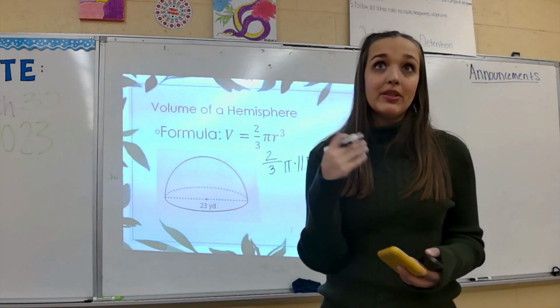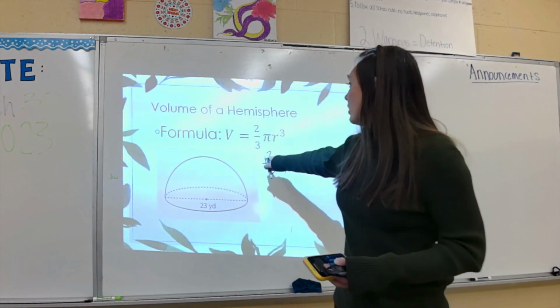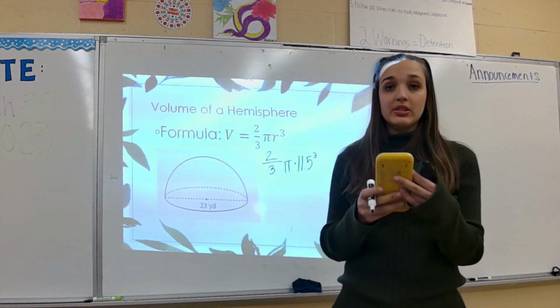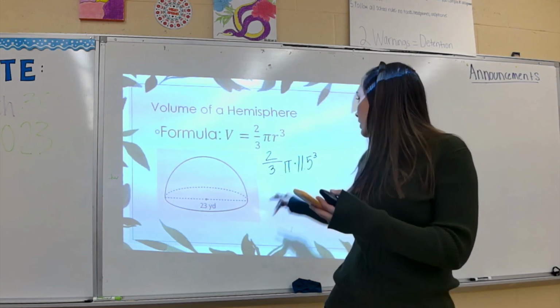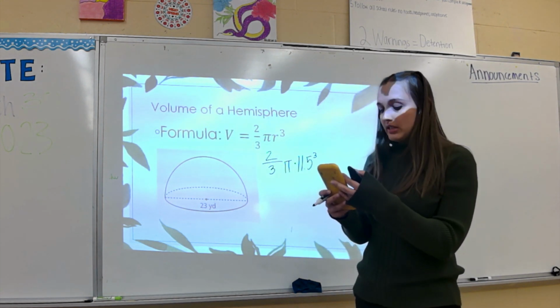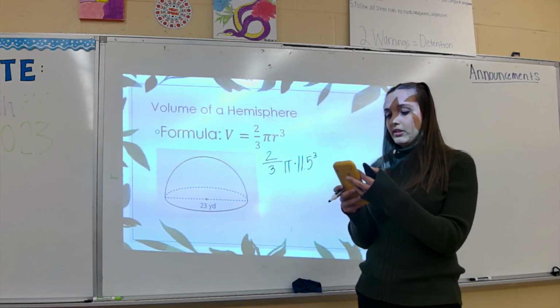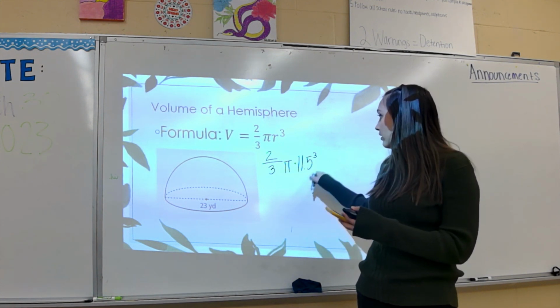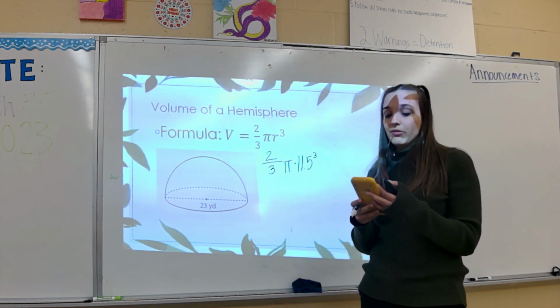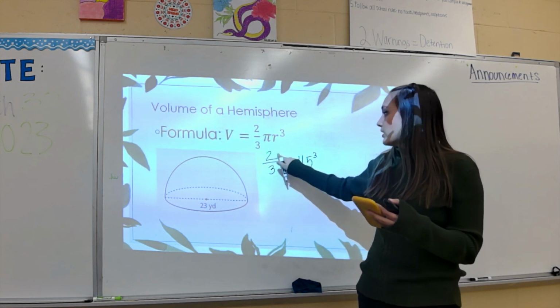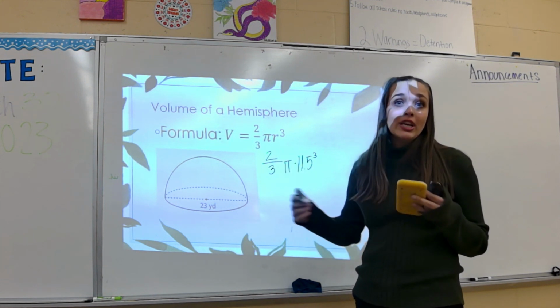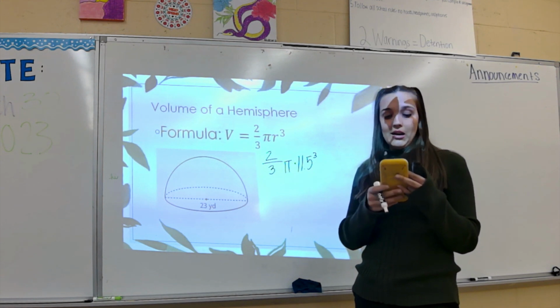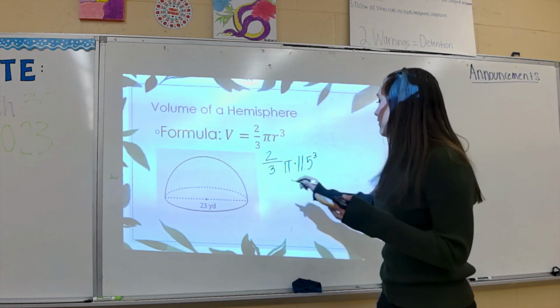Like before, instead of putting the 4, though, we're going to put the 2. So I'm going to do 2 times 3.14 times 11.5 times 11.5 times 11.5. There's 3 of them, so it's to the third power, so I multiply them 3 times, the pi, the 2. I click enter, and then I'm going to divide it by that 3 in the denominator. And I get my volume.